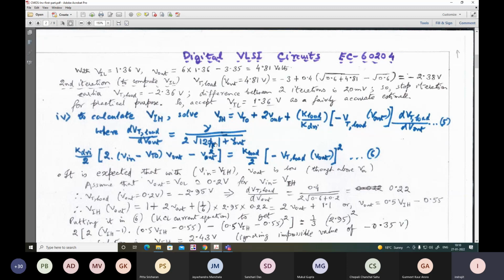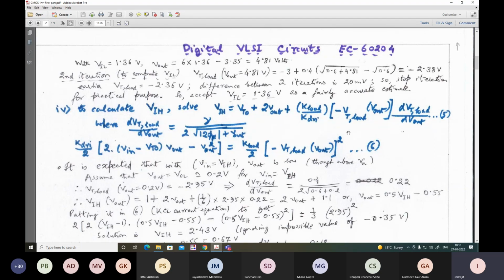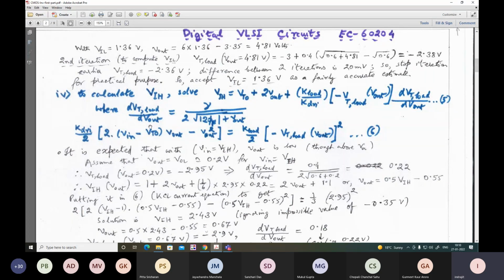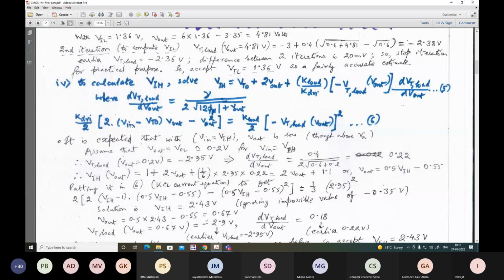So now 4 equations will be involved while trying to calculate VIH. What are they? First of all, see this, dVT load, then equation 6, and of course the VIH value, and of course the VT load. So 4 equations are involved. As before, we assume first that although actual output voltage is slightly higher than 0.2 volt, our first guess about the output voltage is, let us keep it the same as VOL. Actually, it will be slightly higher, as we shall see shortly.